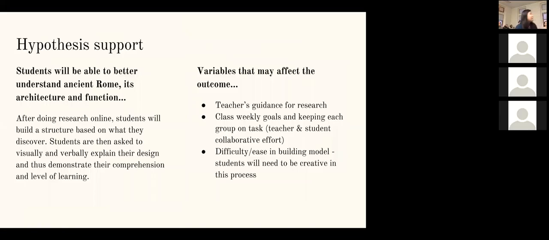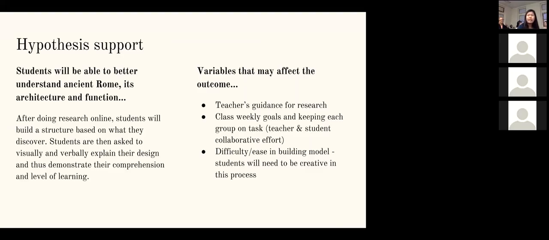So basically, as Jennifer elaborated before, the goal is that students would be able to build a structure based on what they discover in their research, and they're assigned to build these structures. I'm going to talk a little about the implications that might affect the learning process. Some variables that might impact whether the students actually learn a lot are whether the teacher can structure the research process, especially the design and construction. Also keeping a list of the weekly goals and keeping each group on task, holding them accountable to meeting the deadlines each week, will be very important in a 4-week project timeline.